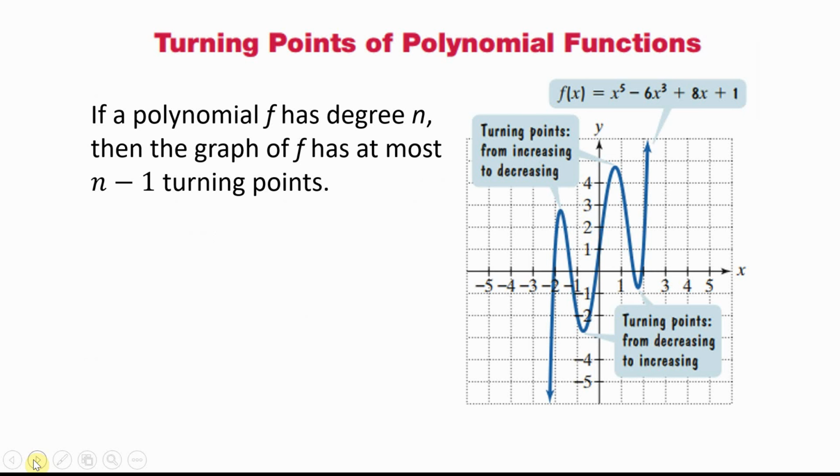So here, notice this, that if n is the degree, the graph of F has at most n minus 1 turning points. At most is kind of misleading. If it has at most 5, that means that it could be none, 1, 2, 3, 4, 5. At most 5 doesn't mean it's guaranteed to be 5. At most 5 means that it could be 0, it could be 1, 2, 3, 4, 5, that kind of thing.